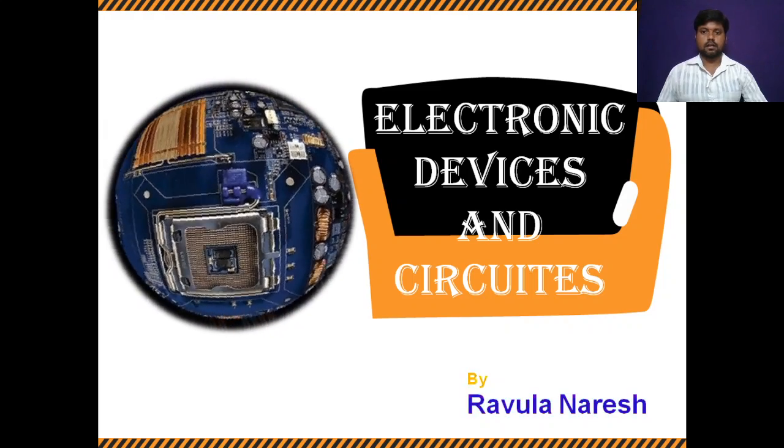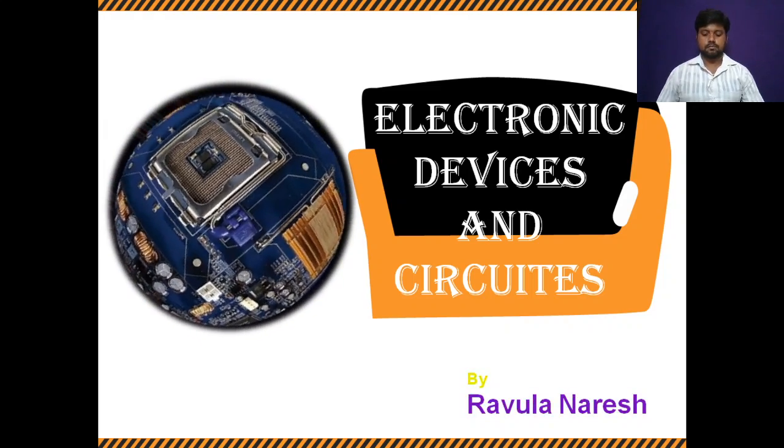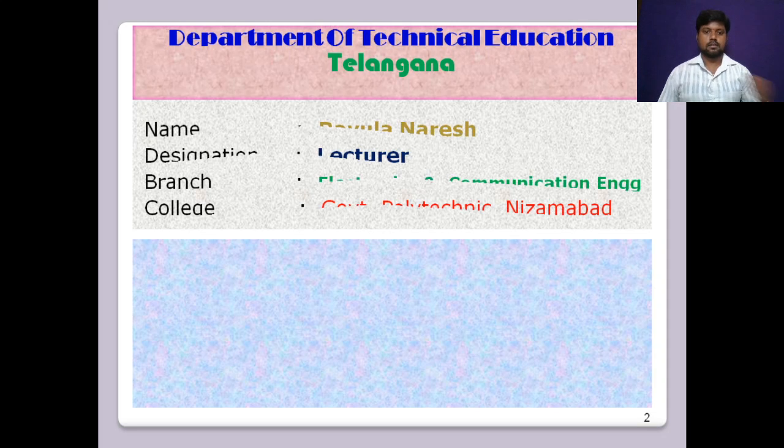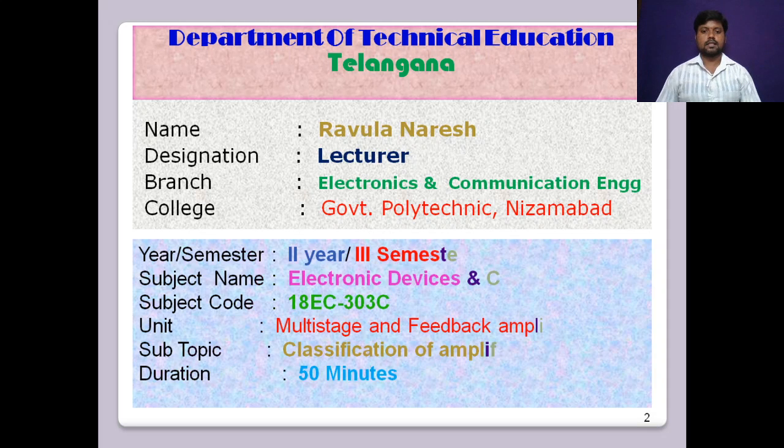Today in our Electronic Devices and Circuits class, we are going to start a new chapter called Multistage and Feedback Amplifiers, under which today's topic is classification of amplifiers.